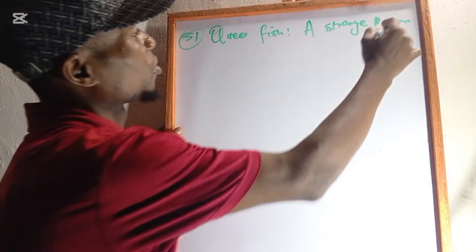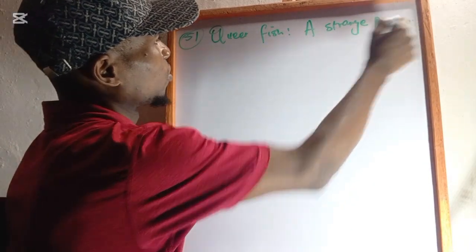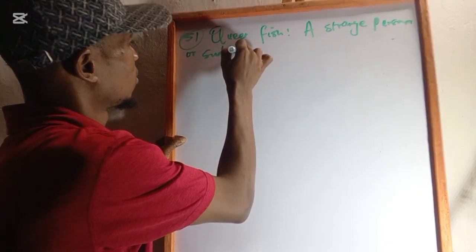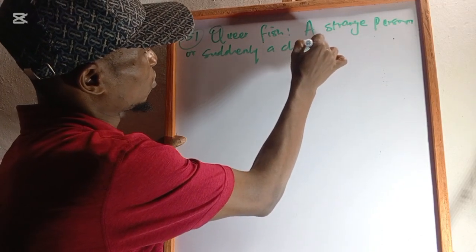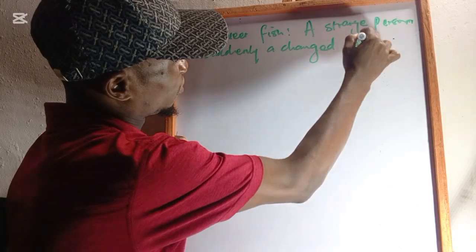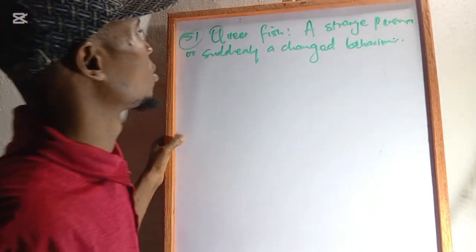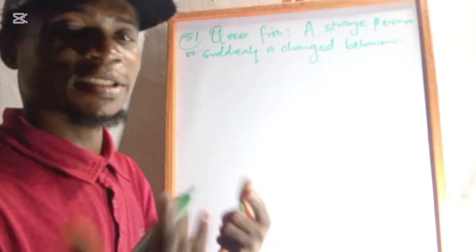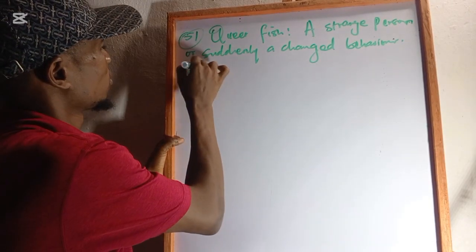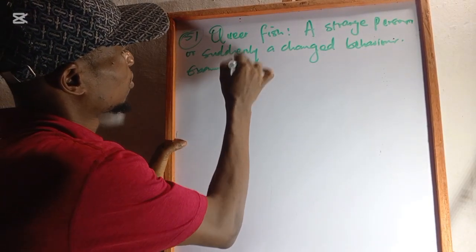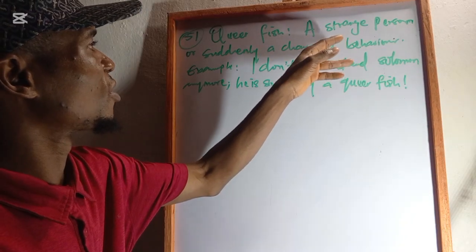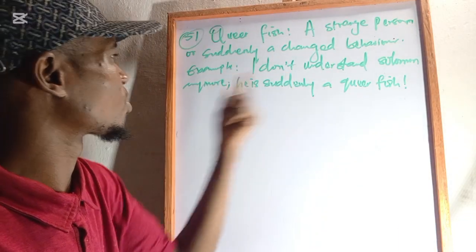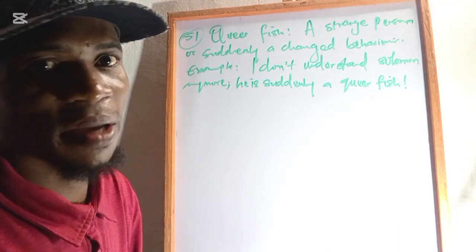A queer fish is a strange person, or someone whose behavior has suddenly changed. For example, I don't understand Solomon anymore. He is suddenly a queer fish. You see a strange person or suddenly a changed behavior.